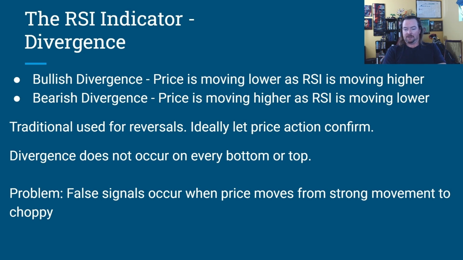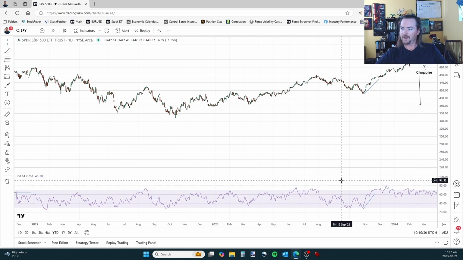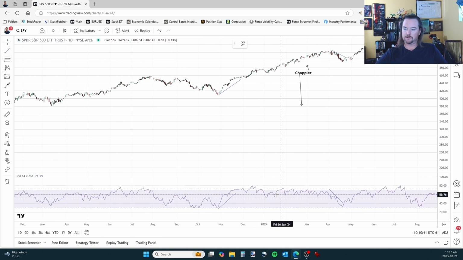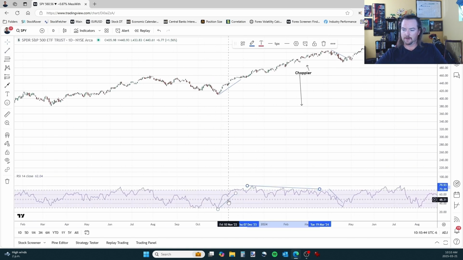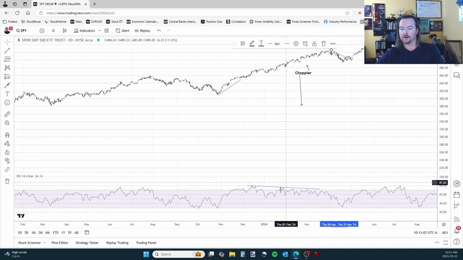And yeah, we already discussed the problem. False signals occur when price moves from strong movement to choppy. So we could pretty much look at some of those examples of the failure swings in a way, but let's find a couple others. Here is a big bearish divergence, and pretty much the same situation we talked about before. You go from very much stronger upside movement to a little bit more choppy movement, and we get a bearish divergence. So ultimately, yeah, the price did end up dropping a bit over here.